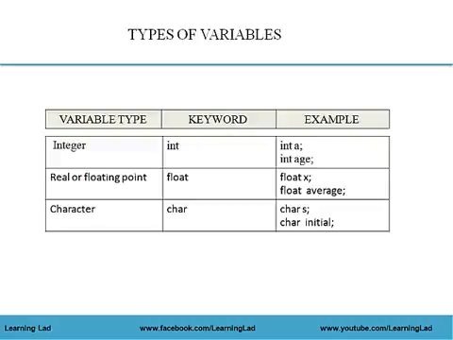And now we're going to see what the variable types are and what keywords are associated with them. A variable type is nothing but the type of constant that the memory cell can store. For the integer constants, we use the keyword int. For example, int a or int age, where age is the variable name and int is a keyword for the integer constant. For real or floating point constants, we use the keyword float. For example, float x or float average. For the character constants, we use the keyword char. Example, char s or char initial.